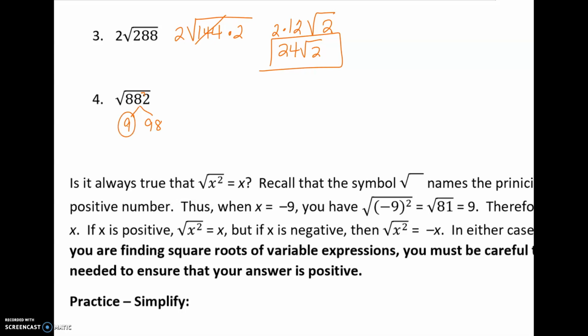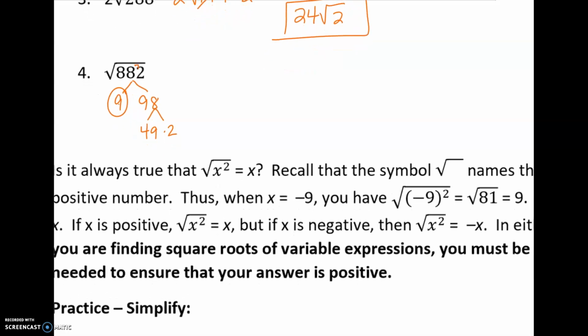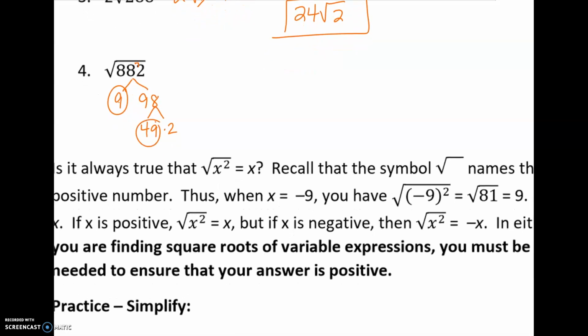So I know this is going to be one of my factors. Not prime, but it's one of my factors. I'm just circling it. I'm going to break down 98 because I know 49 times 2 is 98. So now I have my 3 factors. So I'm going to break this down to 9 times 49 times 2. 9 is a perfect square, it's 3. 49 is a perfect square, it's 7. 2 is not. So we end up with 21 times the square root of 2.